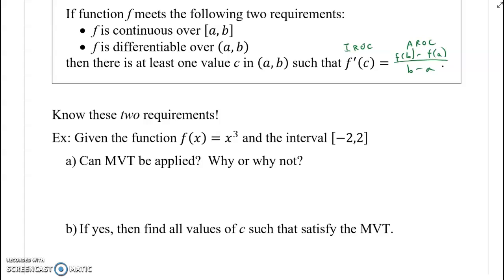Here's an example of the mean value theorem. Given the function f of x equals x cubed in the interval -2 to 2, first, can the MVT be applied? And then if we answer yes, we can say why, and if we answer no, we can say why not. So we'd have to first determine whether these two conditions are met.